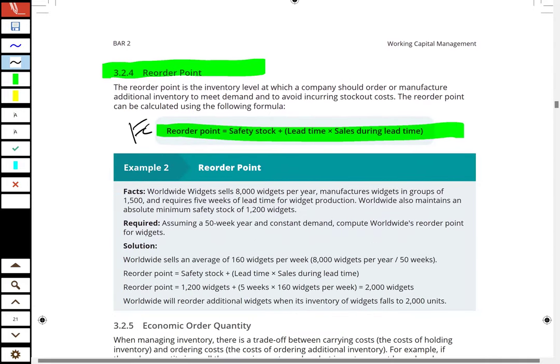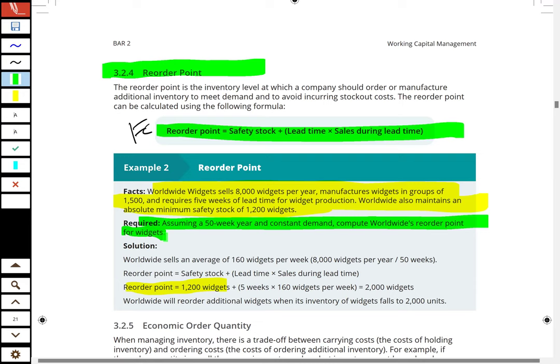So you take a look at this question: Worldwide Widget sells 8,000 units per year, manufactures widgets in groups of 1,500. Now I look at that, manufactures widgets in groups of 1,500, and that is not relevant to what we're doing here. So I guess in this example, they decided to throw in a distractor that a CPA question might give you. Okay, it requires 5 weeks of lead time for widget production. Worldwide also maintains absolute safety stock of 1,200. Guys, with these formulas, always take that low-hanging fruit, write it down. I know I have to have 1,200, right? Okay, my safety stock. And then they tell us assume a 50-week year. I guess they have a couple of weeks of vacation where the company is shut down, whatever. Again, you don't argue with the CPA exam question.